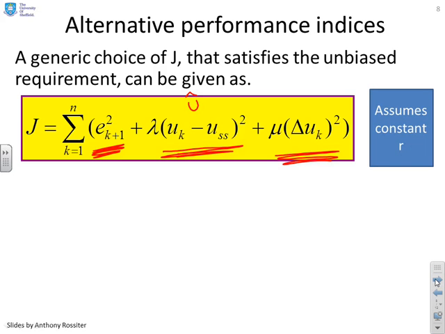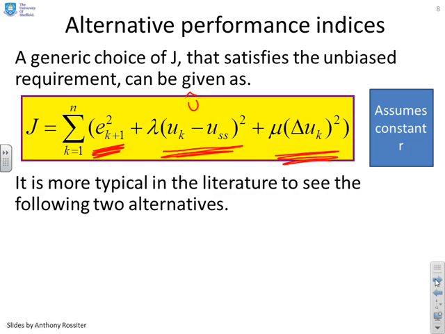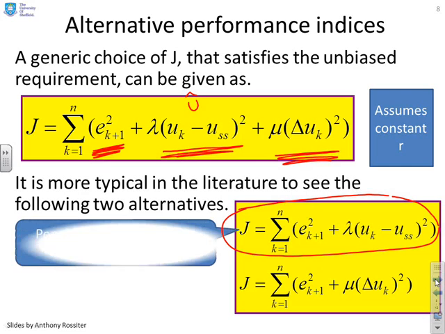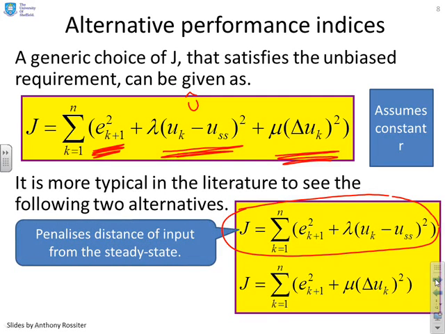And again, we've emphasized we're assuming a constant target here for convenience. Now, it's more typical in the literature to see the following two alternatives. You very rarely see people use all three terms when you read papers. What people will tend to do is either use this one here, which you can see basically penalizes the distance of the input from the steady state. We have the deviation in the input here, U hat. So that's quite common with state space model formulations.